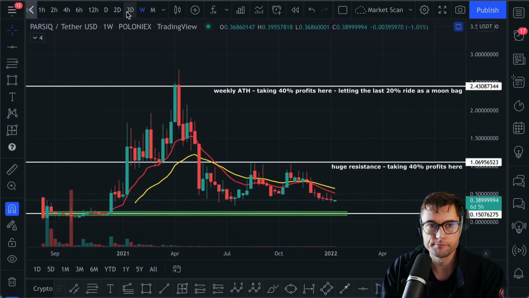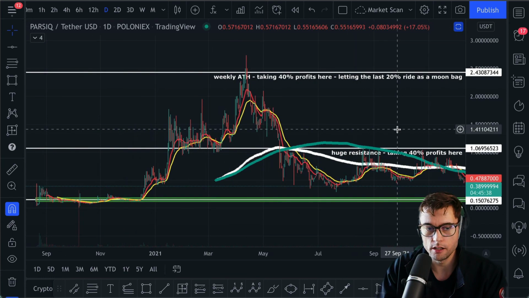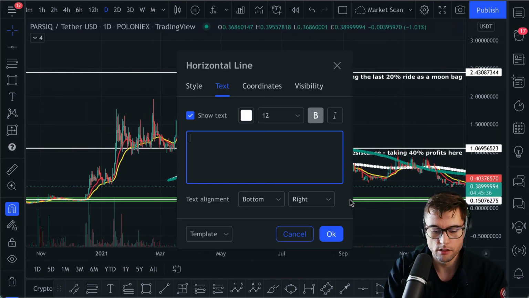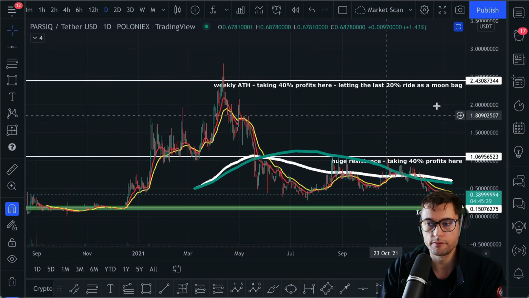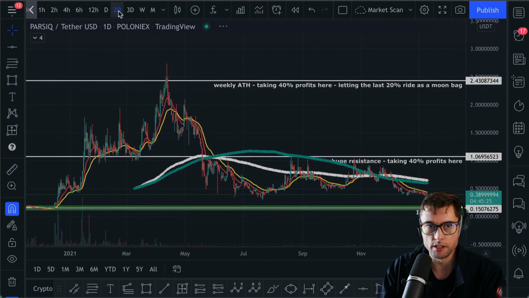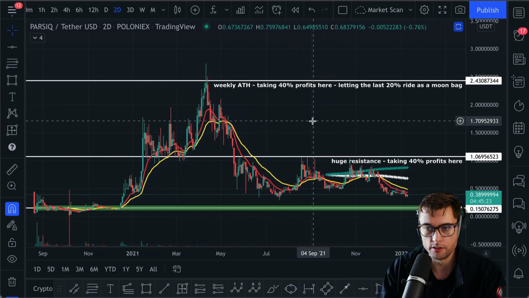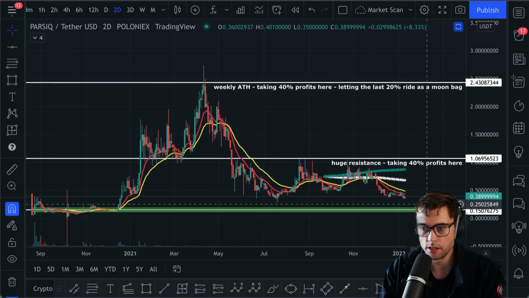And this is, let's go back to the daily. Let's go back like this. And this would be the ideal buy zone for Parsec. So yeah, unless something fundamental has changed with Parsec, this is going to be the game plan. Put on the 2 days so that I could have a better picture. But yeah, this is going to be it.